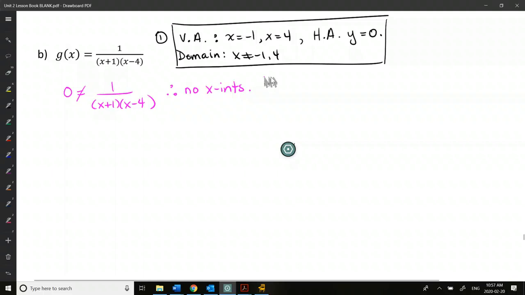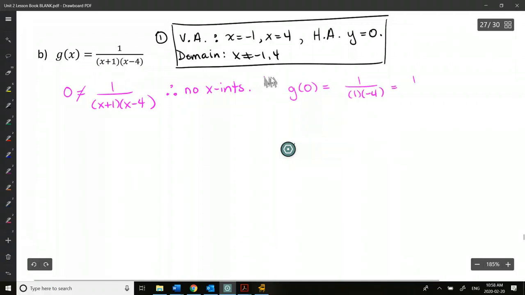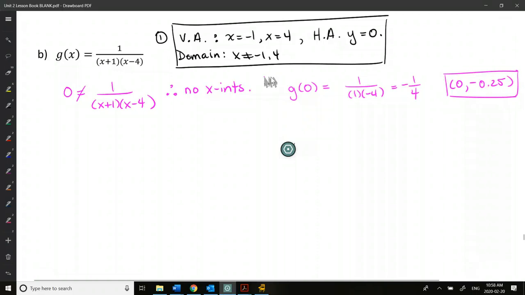Yes, so there are no x-intercepts, but we can evaluate y-intercepts. We'll just evaluate g at 0. We'll get 1 times -4 on the bottom, so that will give us -1/4. So we are at the point 0, -0.25 for our y-intercept. Okay, so that was the second step of the steps above.